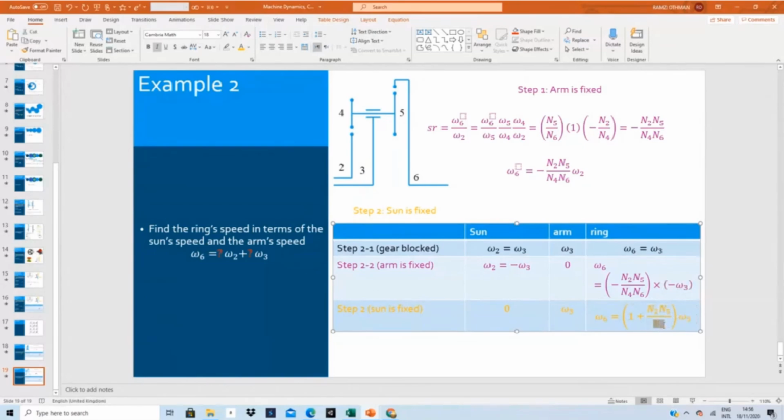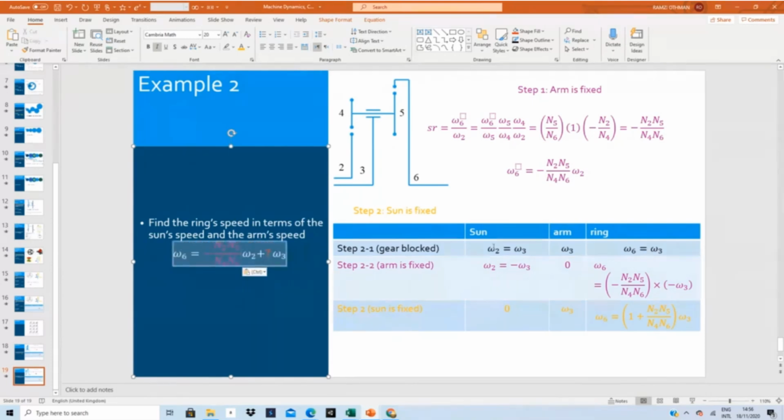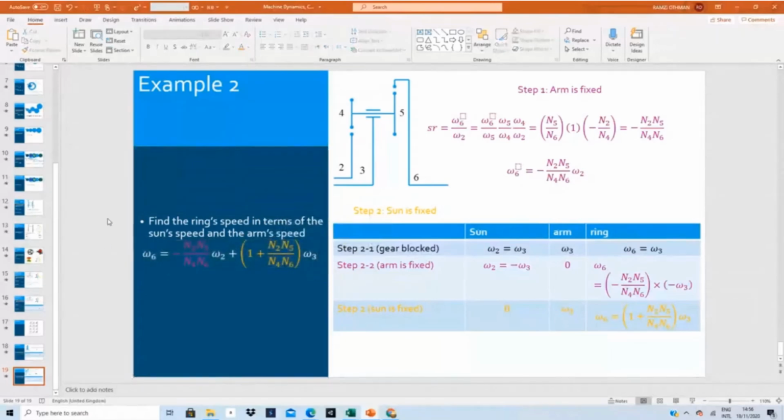And down it will be N4 N6, and it will be plus. Okay. And this is it. The effect if the arm is fixed, I have the effect of the sun. So here it will be times omega 2. And here the sun is fixed, omega 2 is 0. So I will have only the effect of the arm. And the effect of the arm is this one. And I have now the result. And I am done also with this example.